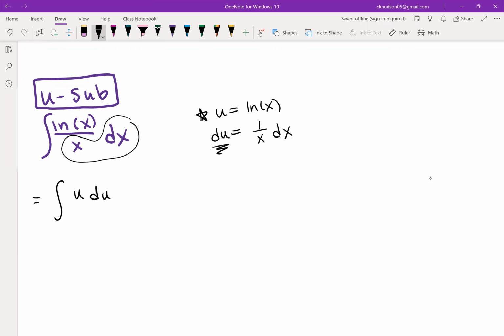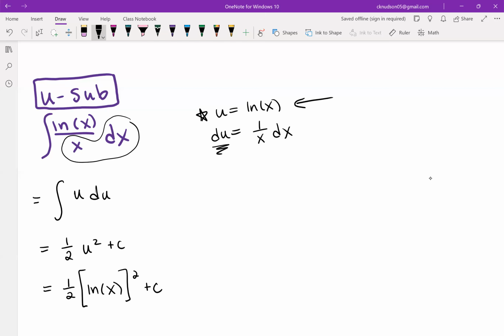So now this initially complicated looking integral is nice and simple. It's just the integral of u du, and we know that that's equal to 1/2 u squared plus some constant. And now that we're done integrating, we can sub back in what u is. U is natural log of x, so we have 1/2, and then the square of the natural log of x plus our constant. So that is our first example.